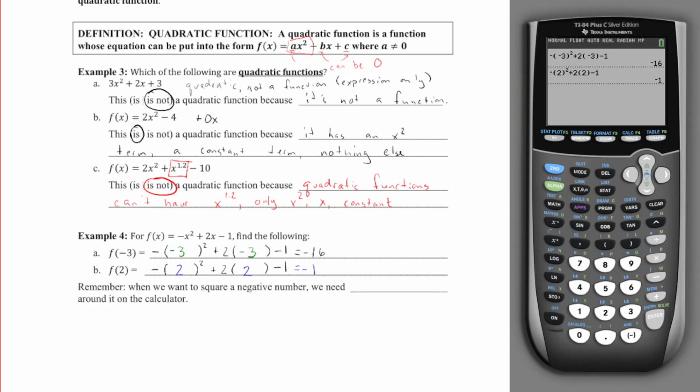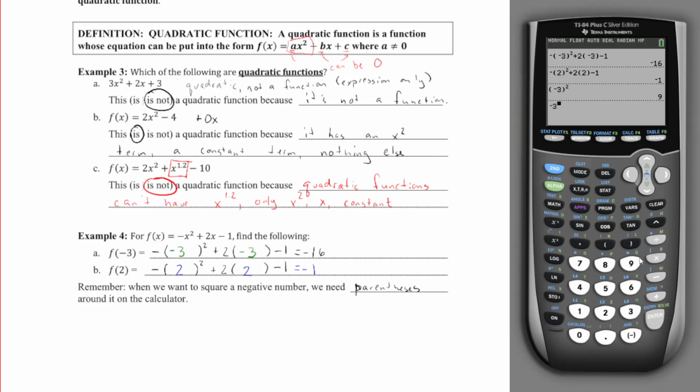And notice that when I was entering this, I put my x value in parentheses. If we want to square a negative number, we need parentheses around it on the calculator. Right? If I say negative 3 in parentheses, square it, that means negative 3 times another negative 3, which works out to positive 9.